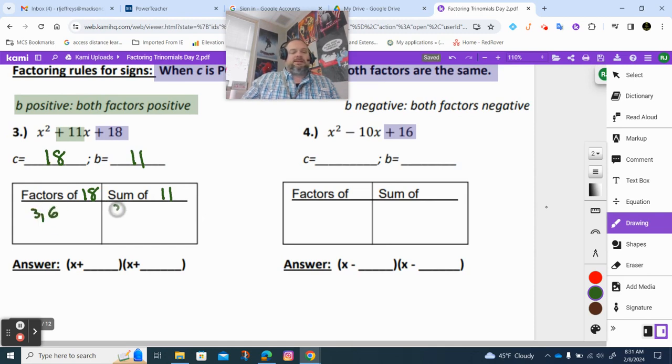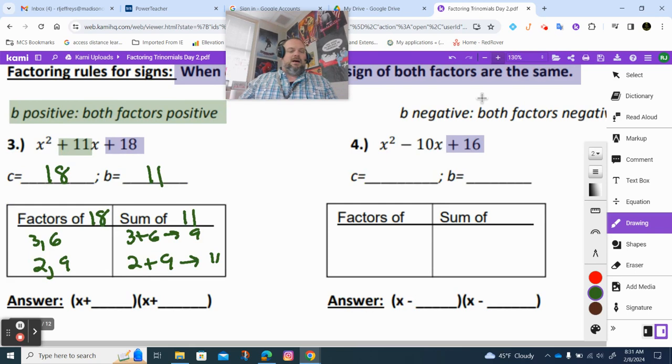3 and 6. 3 plus 6 is 9. Yeah. 2 and 9 is 11. And I need to zoom in just a little bit. There we go. So 2 and 9, 9 and 2. That's what we had yesterday. That's what we had this morning. Check that box. We feel comfortable with that.